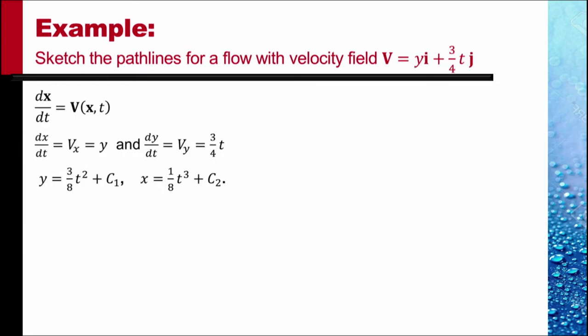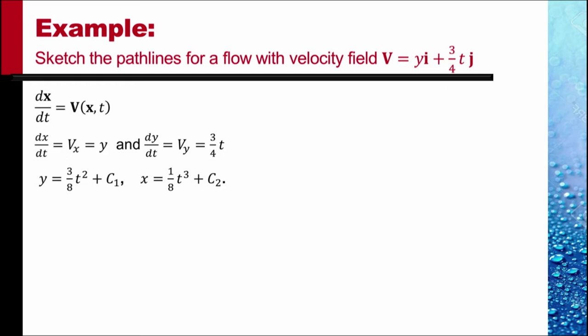Let's do an example. Sketch the path lines for a flow with velocity field v equal to y i plus 3/4 t j. The velocity dx by dt is equal to v, a vector equation. The two scalar components are dx by dt equal to vx equal to y, and dy by dt, which is vy, equal to 3/4 t, the j direction component of velocity. And the integration of this yields very easily y equal to 3 by 8 t square plus a constant c1, and x equal to 1/8 t cube plus a constant c2.